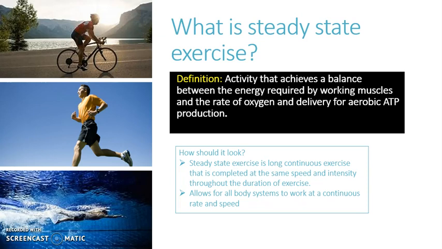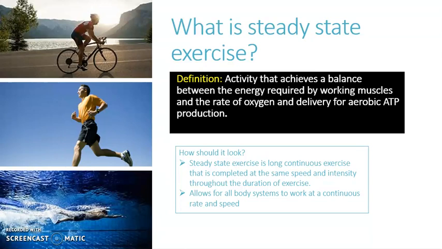How should steady state exercise look? Steady state exercise is long continuous exercise that is completed at the same speed and intensity throughout the whole duration of exercise. So if we take a runner for example, the runner should be running at the same speed and intensity. You shouldn't see any change in speed throughout the whole of the run. Same with also a cyclist or a swimmer. So there are some examples of how steady state exercise can be completed.